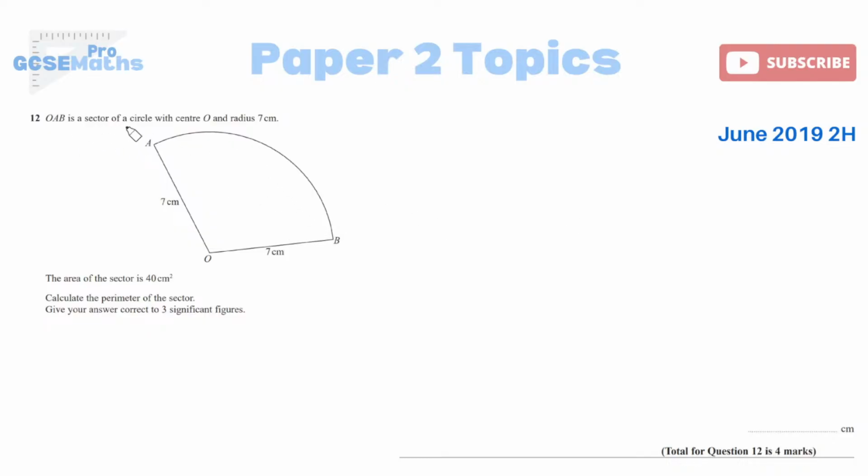So we've got OAB as a sector of a circle with centre O and radius 7 centimetres. The area of the sector is 40 centimetres squared. Calculate the perimeter of the sector. So we need to use the area to work backwards because we don't have an angle, do we? We need to know that. So you would need to know this formula. You have got kind of half of it on your formula sheet. You've obviously got area of a circle and circumference of a circle on the formula sheet. But to make it just a sector, a smaller amount of the whole circle, the area is pi r squared, but you then times it by the angle.